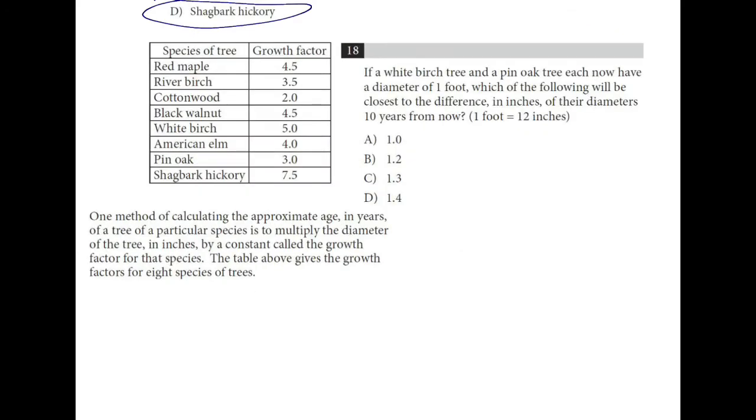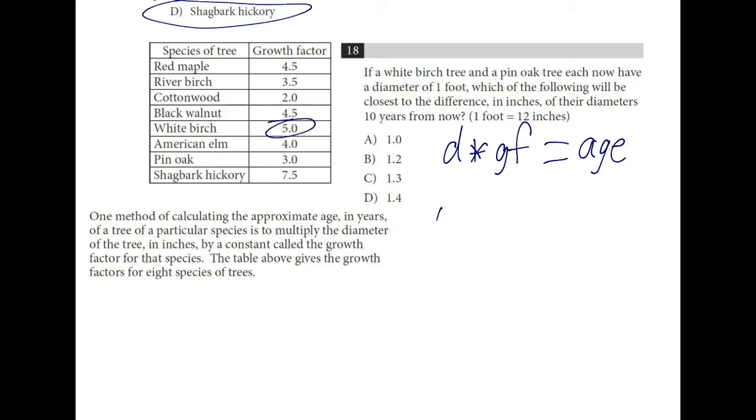Number 18. If a white birch tree and a pin oak tree each now have a diameter of 1 foot, which of the following will be closest to the difference in inches of their diameters 10 years from now? We go back to our formula, diameter times growth factor is equal to age. And we know that the diameter is 1 foot, but we know the growth factor and the age matter more for calculating the diameter in the future. So for example, for white birch, our growth factor is 5.